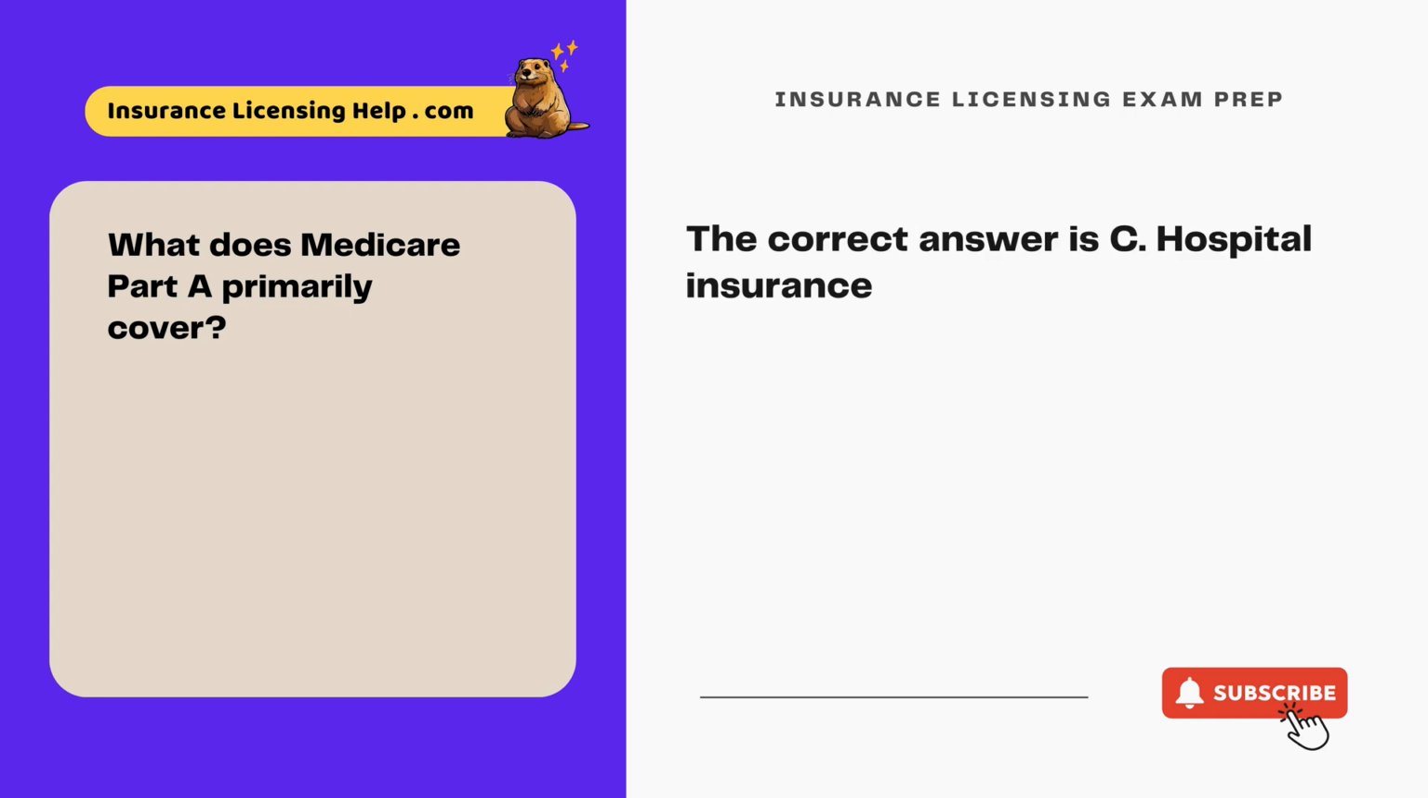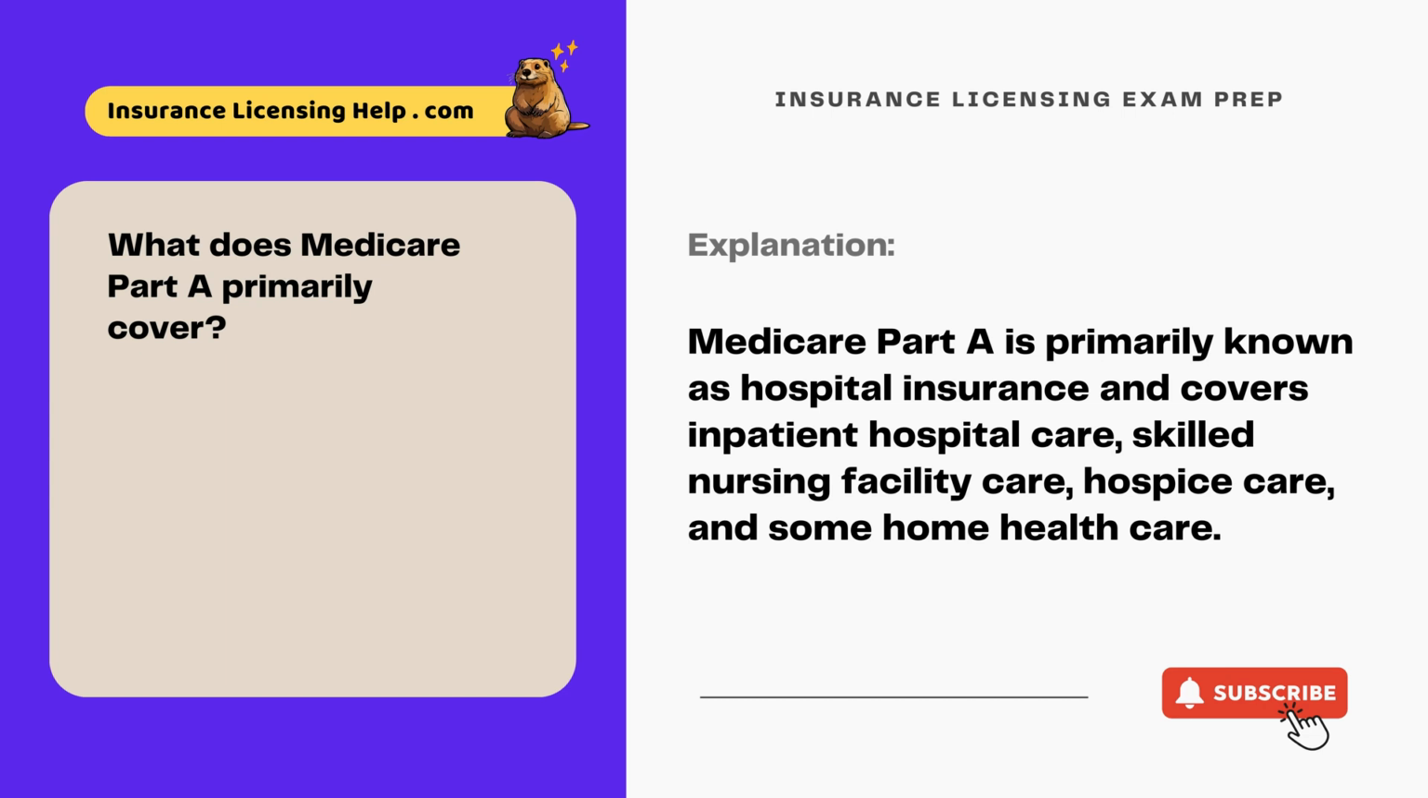The correct answer is C. Hospital insurance. Medicare Part A is primarily known as hospital insurance and covers inpatient hospital care, skilled nursing facility care, hospice care, and some home health care.